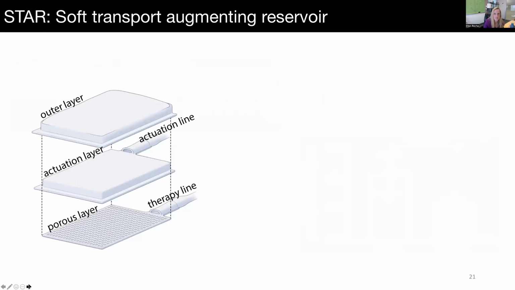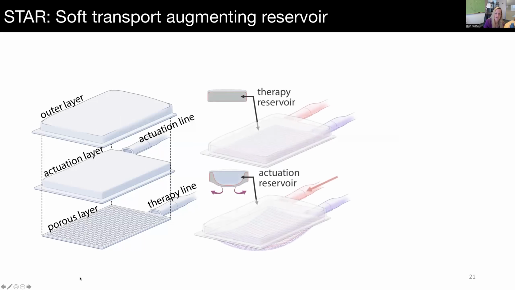So we built another device specifically in this case for delivering insulin. The end goal is to encapsulate cells that produce insulin. For this first proof of concept study, we delivered insulin directly. So the device consists of 3 layers: an outer layer, an actuation layer, and a porous layer. And there are 2 lines, an actuation line and a therapy line. They go to 2 reservoirs. The upper reservoir is the actuation reservoir, where we can use either air or saline to move the entire reservoir. And the lower reservoir is the therapy reservoir, where in this case we deliver insulin.